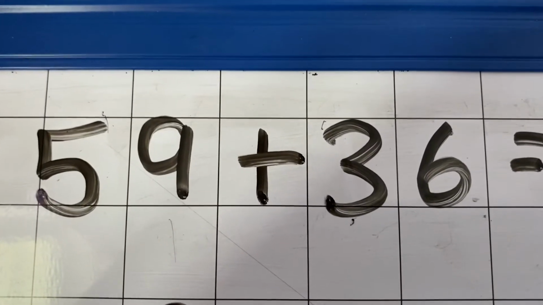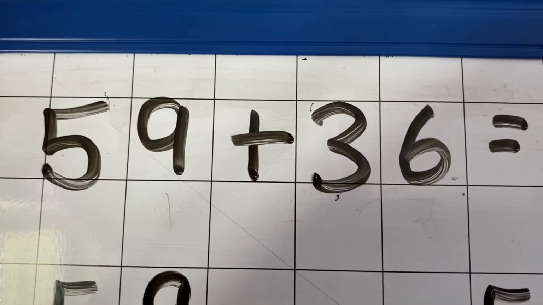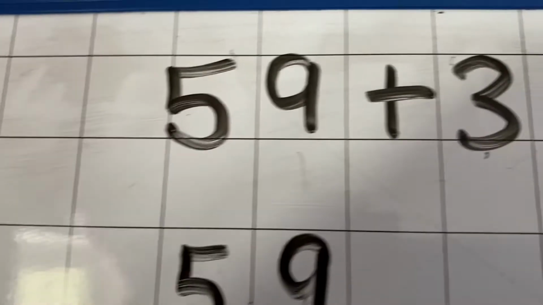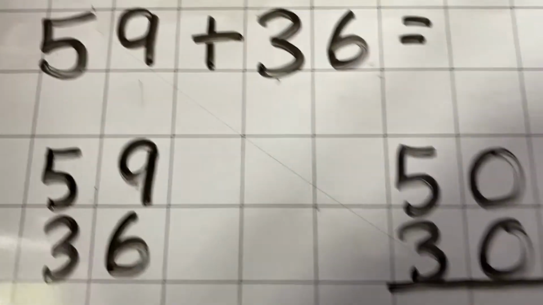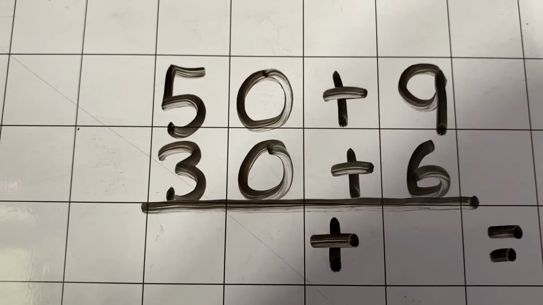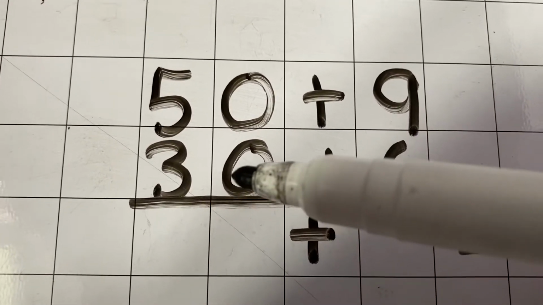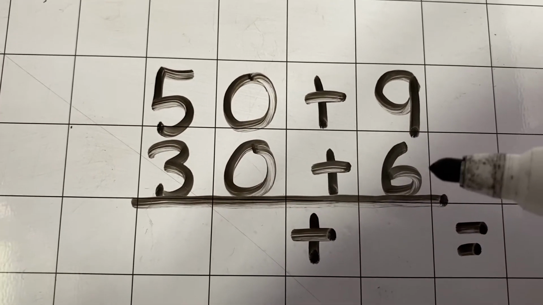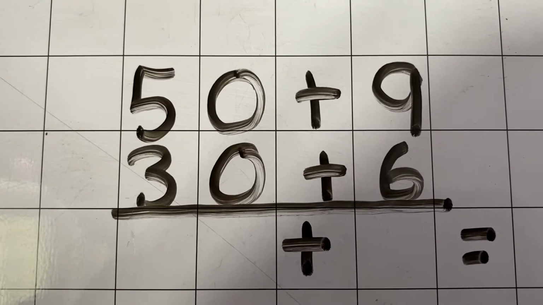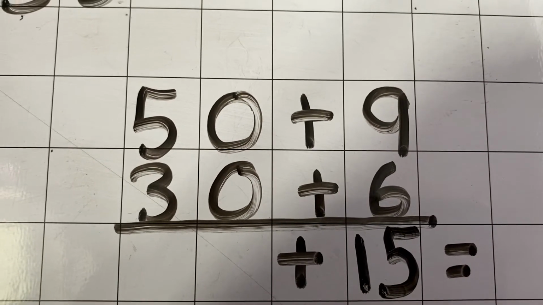Finally, children will be expected to use the expanded method to be able to support them with their maths understanding. Here we have 59 add 36. The expanded method, they would need to partition first 50, the tens, and 9, the ones, 30, tens, and 6 the ones. Adding the ones first, they can see that this will bridge over 10. And the answer will be 15.